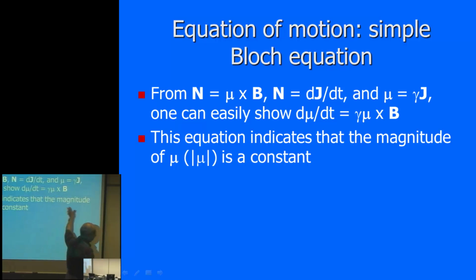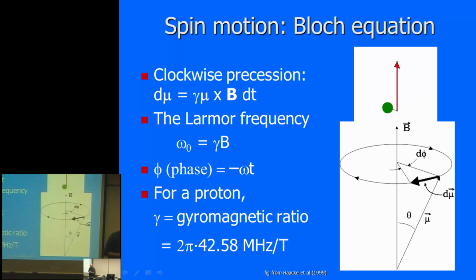So this is the most important part. If you really understand the simple form of this Bloch equation, then you understand the complex forms. So this just shows you, if I take that differential equation, I can write it down like that: d mu equals gamma mu cross B dt. All right, why do I write it down like that?